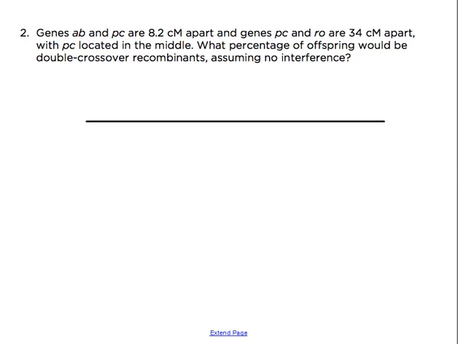Genes AB and PC are 8.2 centimorgans apart, and genes PC and RO are 34 centimorgans apart, with PC located in the middle. What percentage of offspring would be double crossover recombinants, assuming no interference? So genes AB and PC are 8.2 centimorgans apart, and genes PC and RO are 34 centimorgans apart. And they're asking for percent offspring that exhibit the double crossover phenotype. So how do you find that?